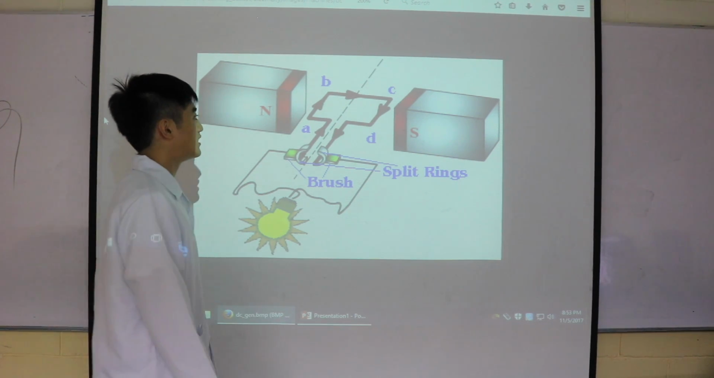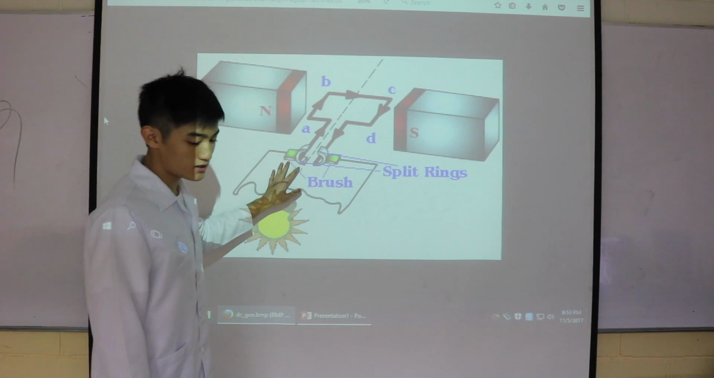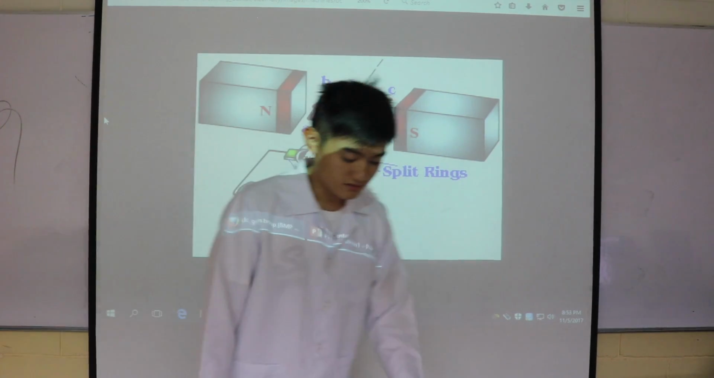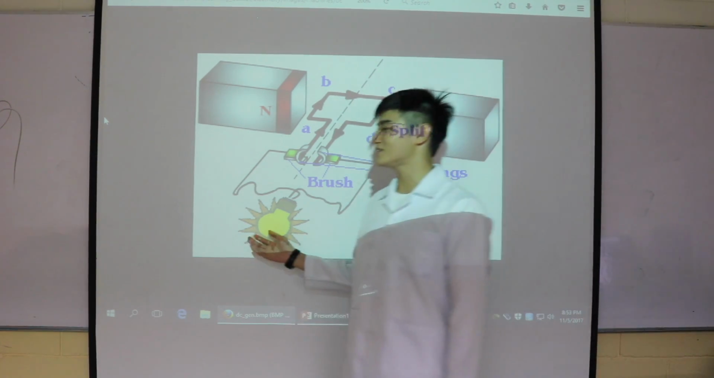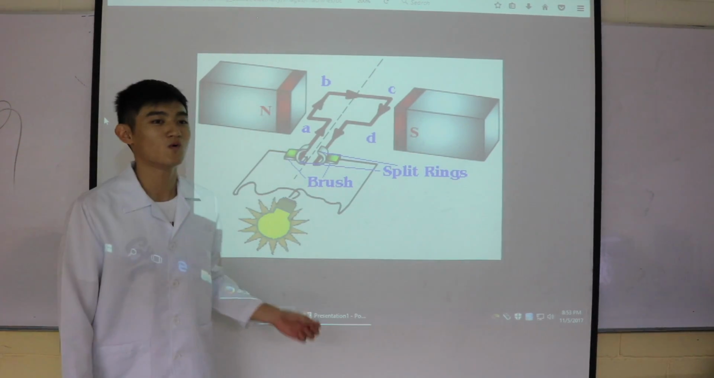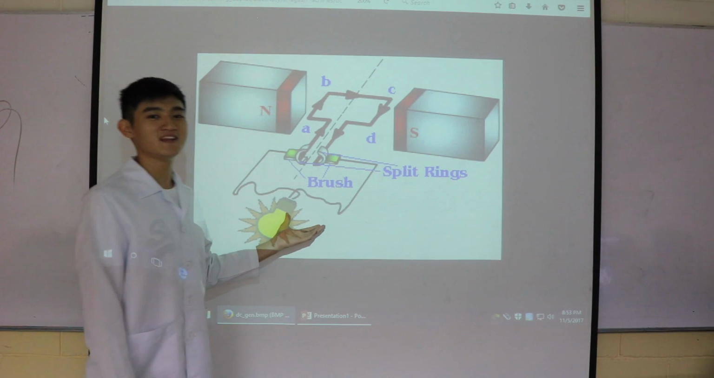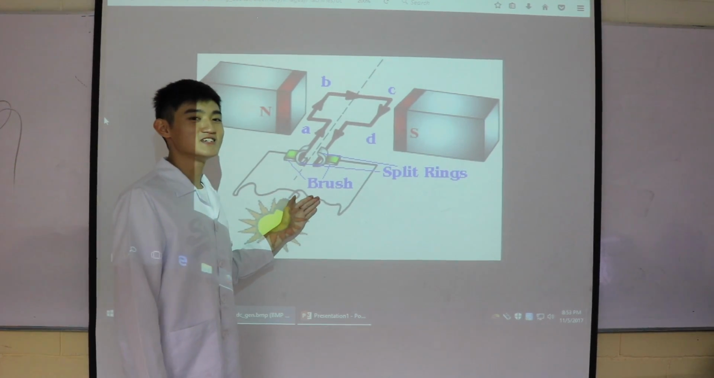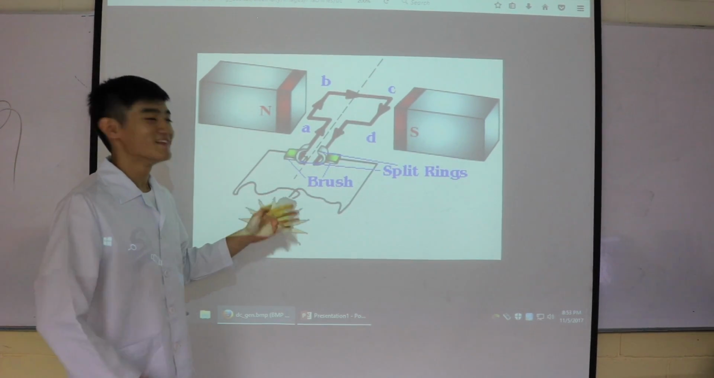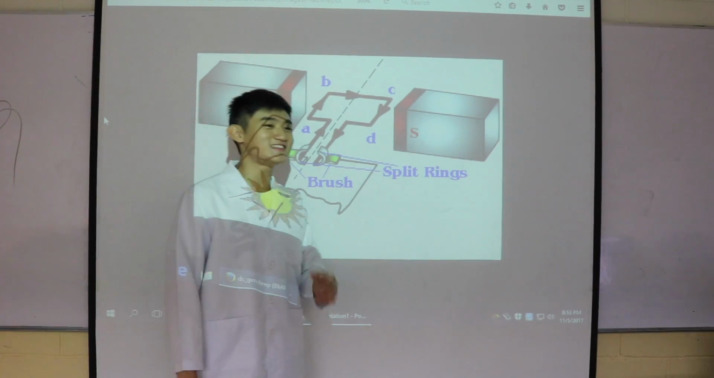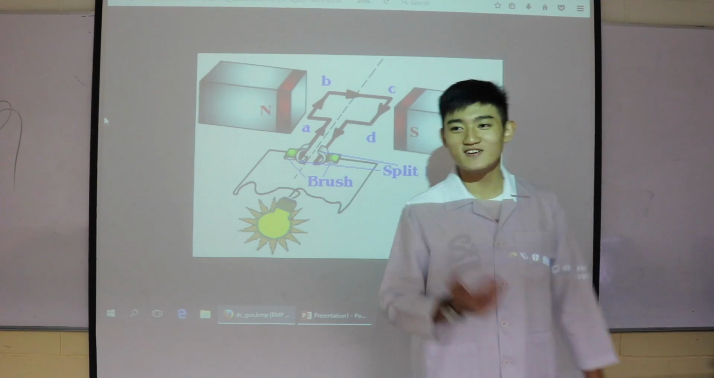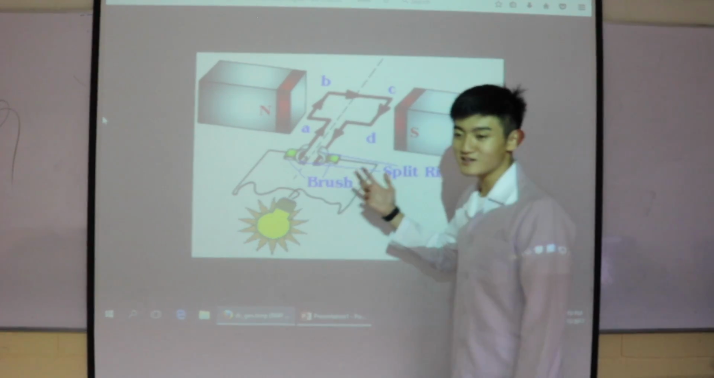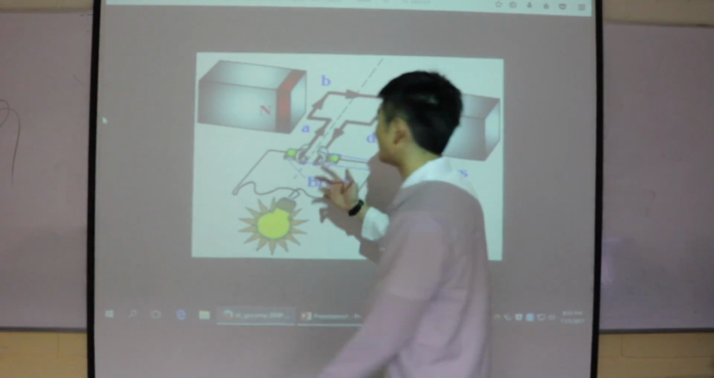Now we can go into DC generator. First, can anyone give me an idea about DC generator? What does it do? To convert mechanical energy into electrical energy. Alright, so basically it converts mechanical energy into electrical energy.